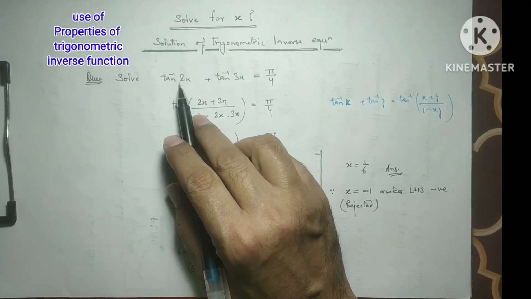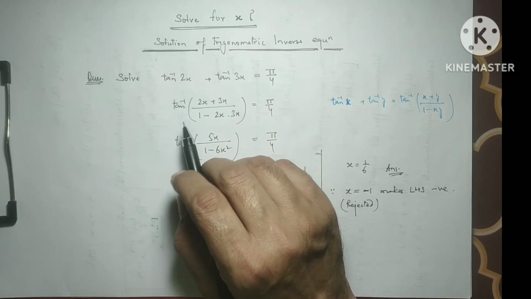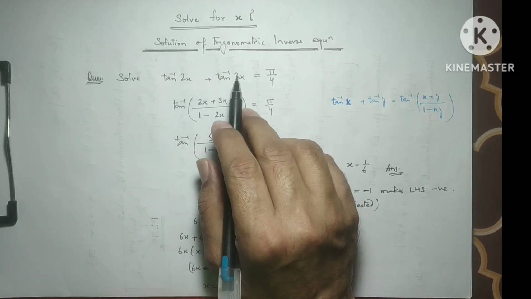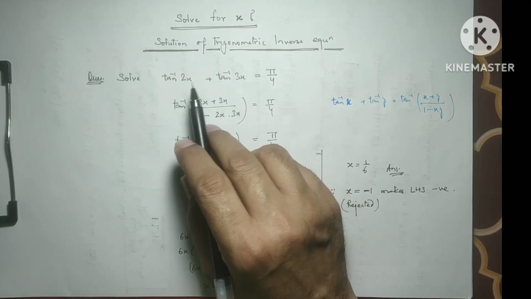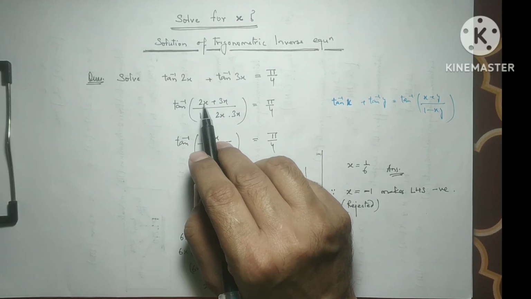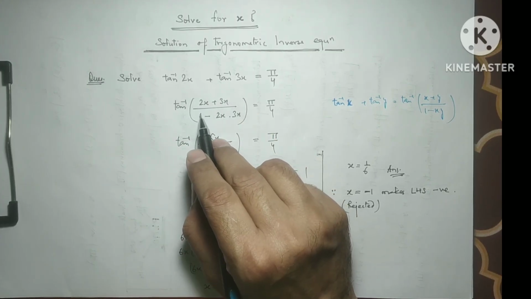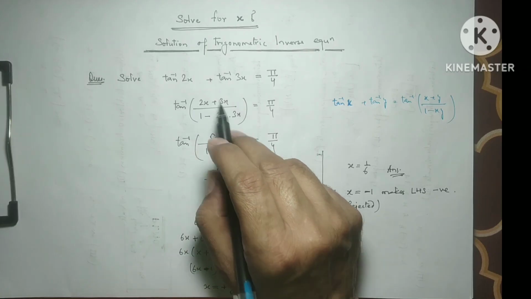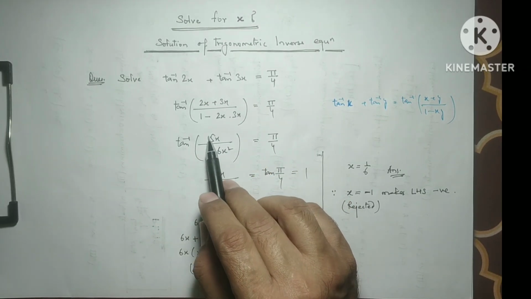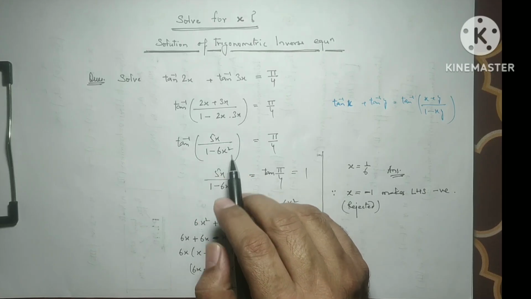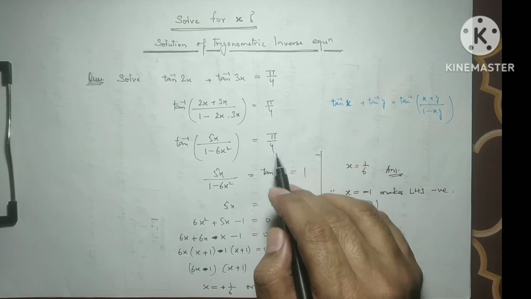Now we will use this, and these are unknown, non-numeric terms. So when we apply it, we get tan inverse of the summation of these two. It is just like x and y, or you can say a and b. In the numerator we will take the sum, and in the denominator we will write 1 minus the product of these two. So we have tan inverse of 2x plus 3x, that becomes 5x, and 1 minus the product of these two, we get 6x square. And on the right hand side we have pi by 4.